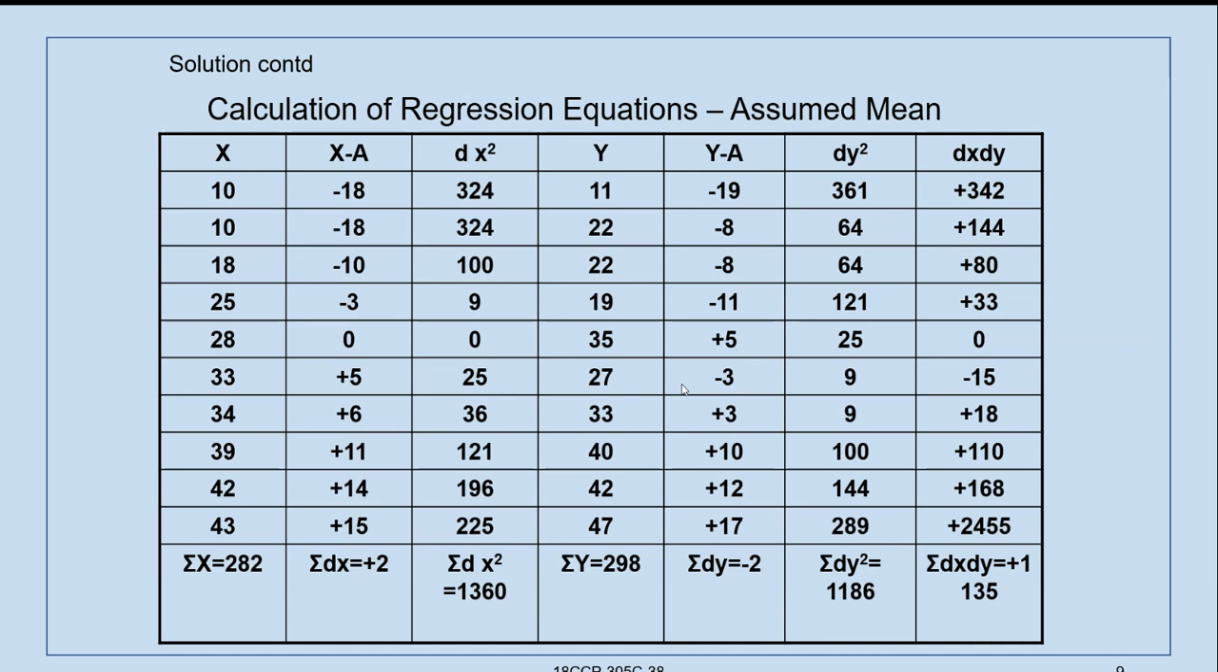And then in the third column, we will be taking squares of the deviations obtained in the second column. That is minus 18 into minus 18, 324. Again minus 18 into minus 18, 324. Minus 10 into minus 10, 100. Minus 3 into minus 3, 9. 0 into 0, 0. Plus 5 into plus 5, 25. Plus 6 into 6, 36. Plus 11 into 11, 121. Plus 14 into plus 14, 196. Plus 15 into plus 15, 225. And to obtain the total, sigma dx square.